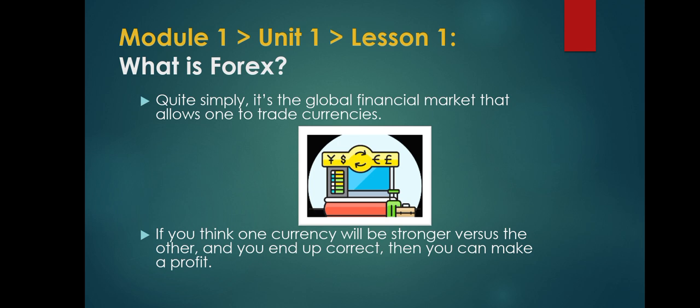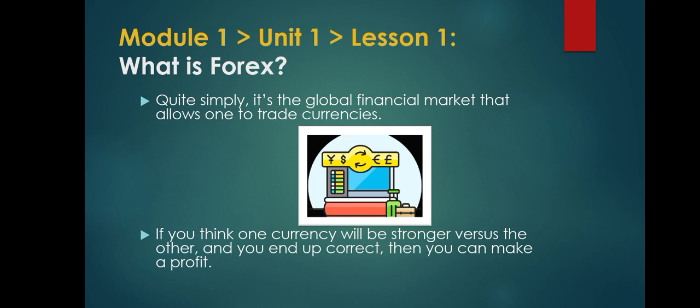By trading currencies, we are simply exchanging currencies. So forex is all about exchanging of currencies. You understand? If you think one currency will be stronger versus the other and you end up correct, then you can make profit. While we are trading currencies, the reason why we trade forex is to make profit from it, right? So the motive behind our mind is actually to make profit.